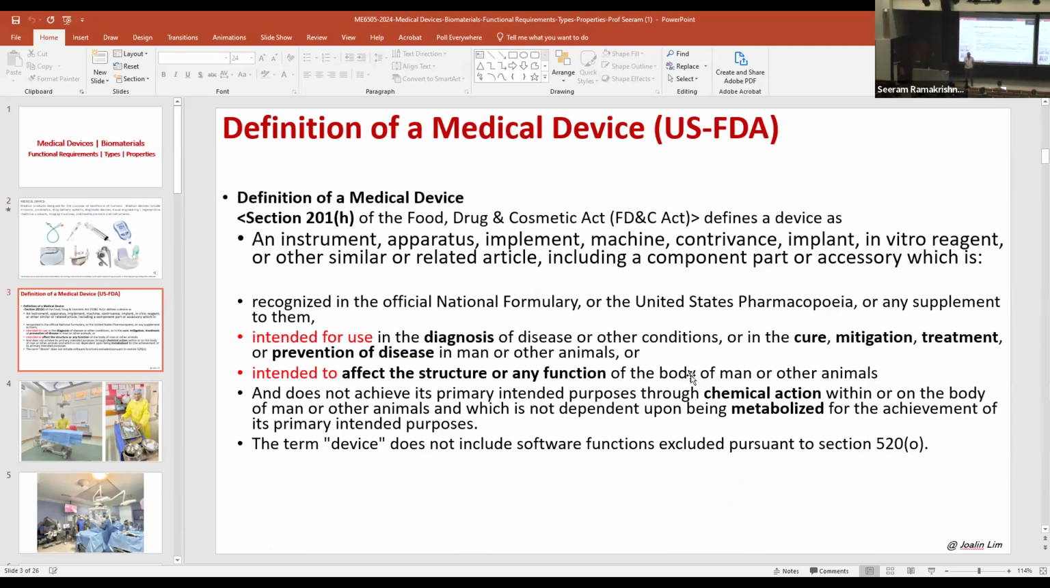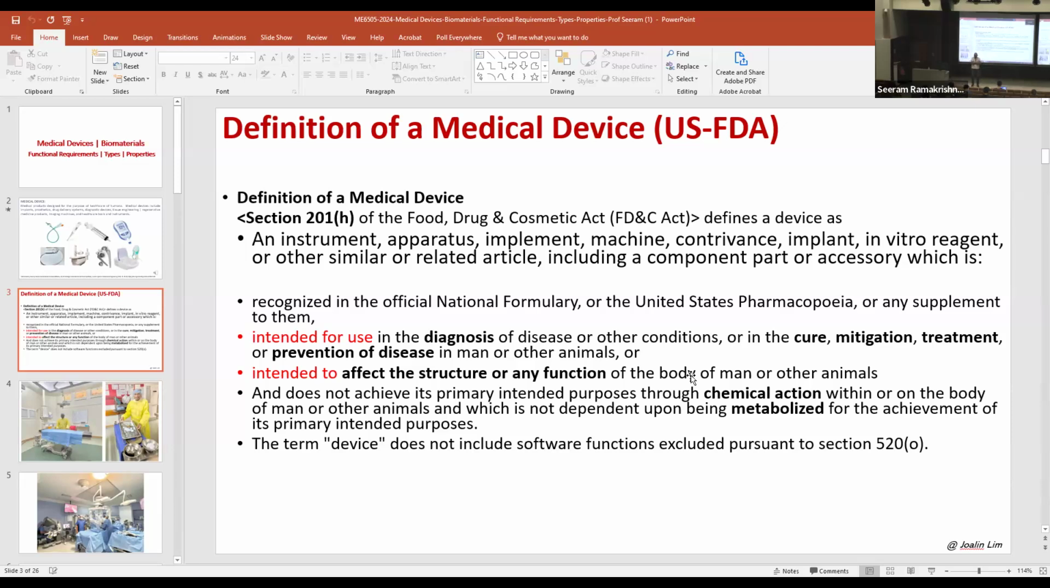So it's basically an instrument, apparatus, implement, machine, contrivance, implant, in vitro reagent, or other similar or related article, including a component or part, which is recognized in official formularies and intended for use in the diagnosis of disease and other conditions, or in the cure, mitigation, treatment, or prevention of disease in man. Here there is actually the word animals also, but I'm not quite sure. I think we stick to human beings. I wouldn't use the word man; it should be human. Anyway, somebody wrote it some time ago, and that's how it is.